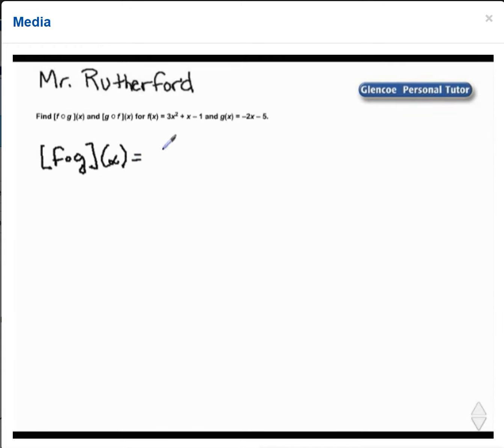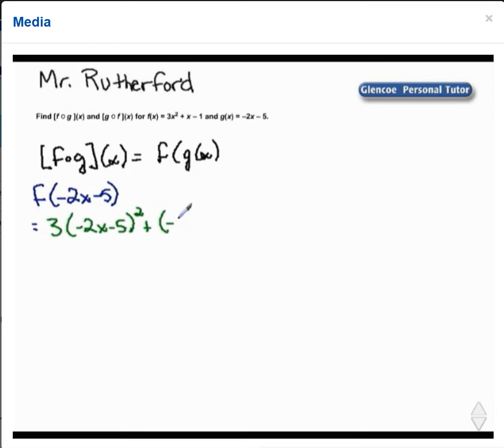So this is going to be equal to f of g of x. So I want to substitute the value of g of x into our function f of x. In other words, what we'll have here is f of negative 2x minus 5, since g of x is equal to negative 2x minus 5. So this will be equal to 3 times negative 2x minus 5 squared, since I'm substituting negative 2x minus 5 wherever the x's are located in f of x. So then we'll add negative 2x minus 5. Then we have minus 1. So let's simplify this.